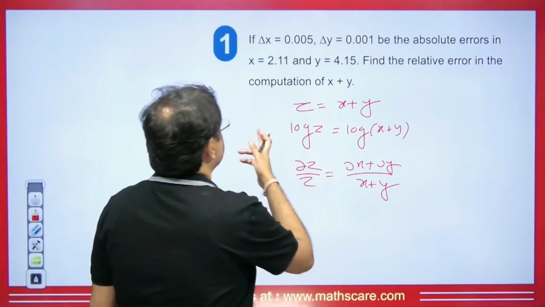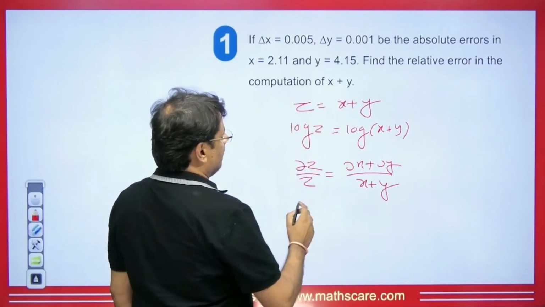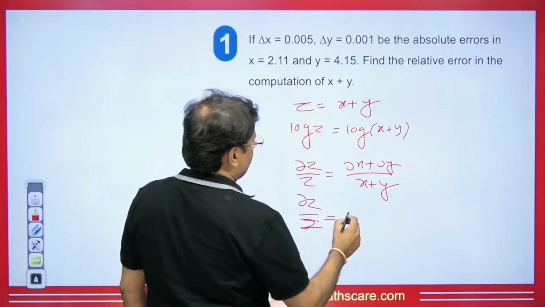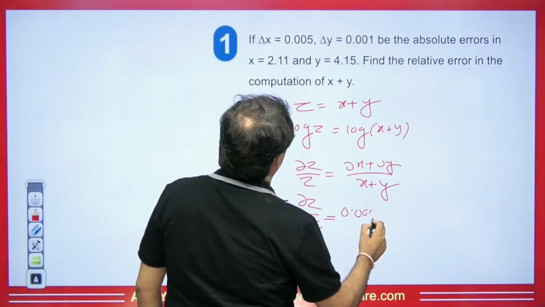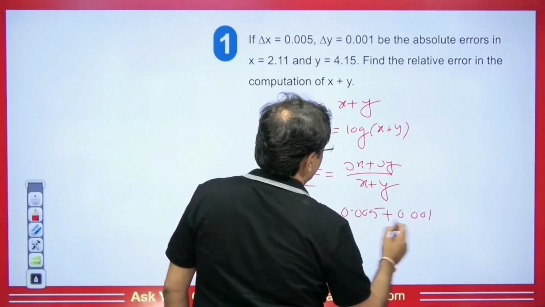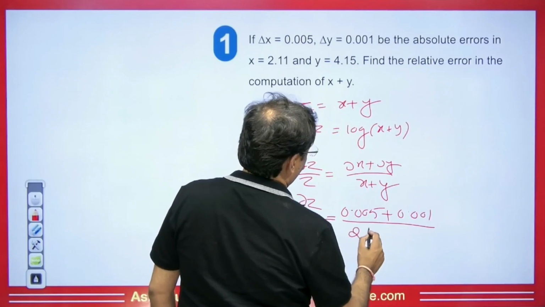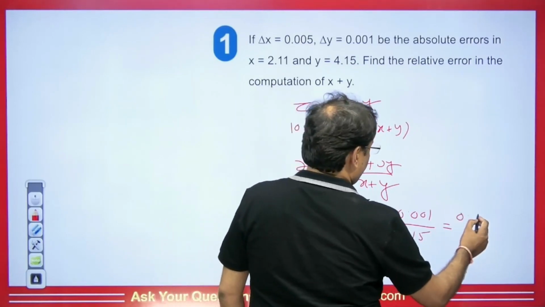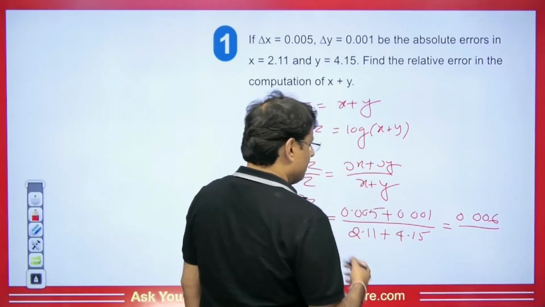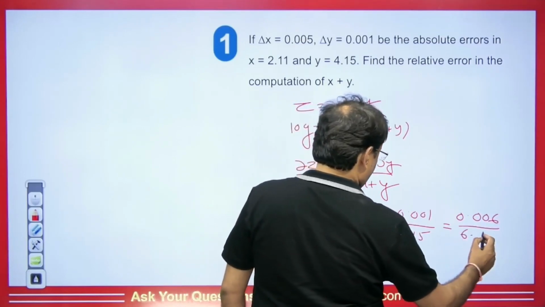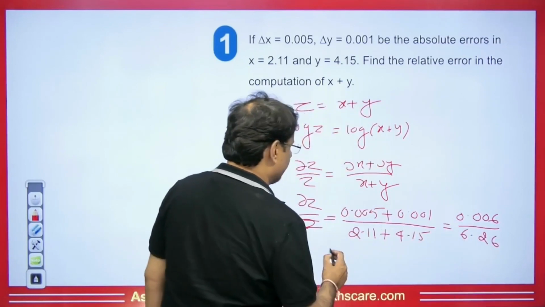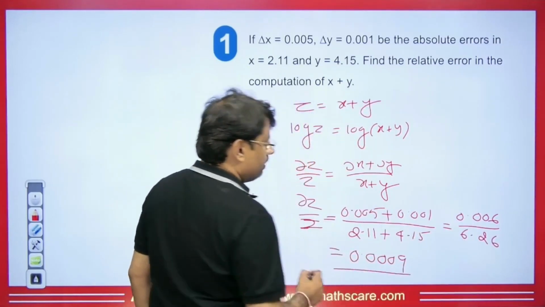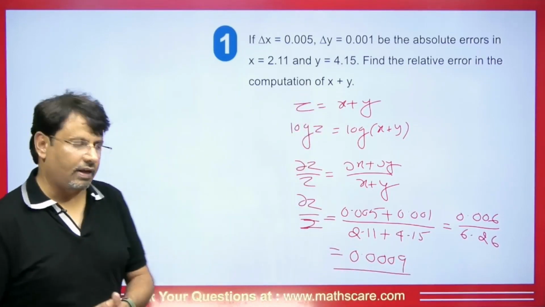Now what are we going to do here? Since we need to calculate the relative error, we need to calculate the value of del z by z itself, right? From here, what will we have? This del x value is 0.005 plus 0.001 divided by, we have the value of x as 2.11 plus 4.15. We will calculate its value. Then this will be 0.006 divided by 6.26. Now we will calculate this. So the value we will get will be 0.0009, right? Do you understand, students? It's the relative error, right? Let's move on.